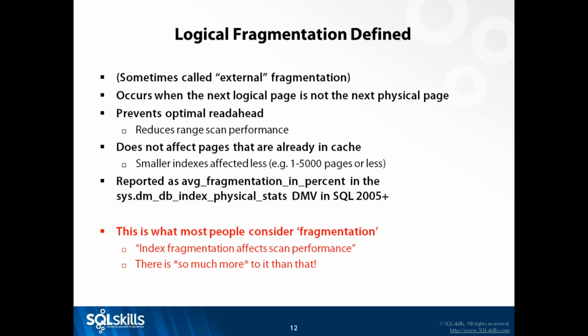So logical fragmentation. These are the words to define what I just said, where the next logical page is not the next physically contiguous page. And this could happen for a variety of different reasons, usually because of an operation called a page split that we're going to get to. And this is what most people think about when they say fragmentation. They're thinking about logical fragmentation that can slow down read ahead and hence slow down multi-row seeks or reads. But there is, as it says right down in the bottom in red, so much more to fragmentation than that. Don't just think of index fragmentation affects scan performance.